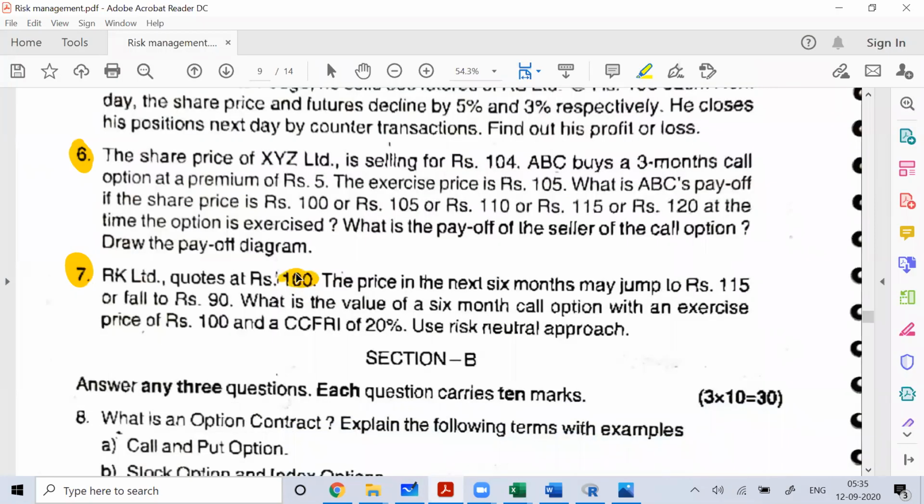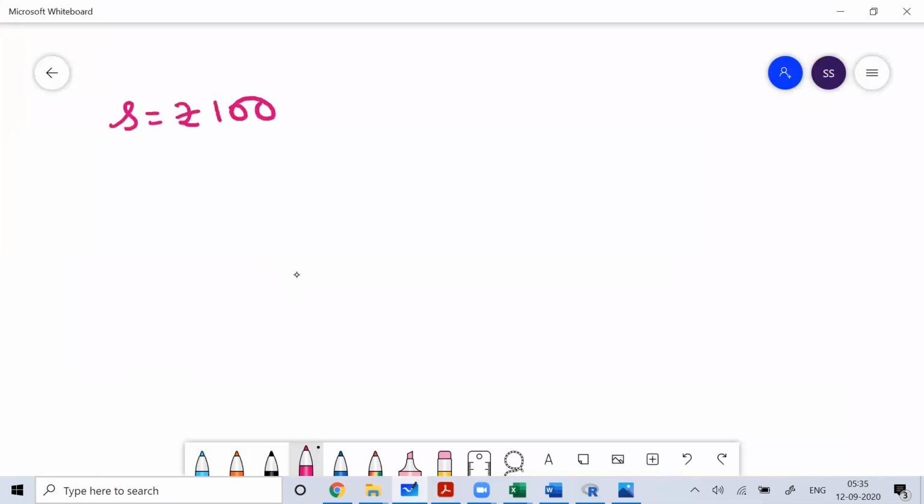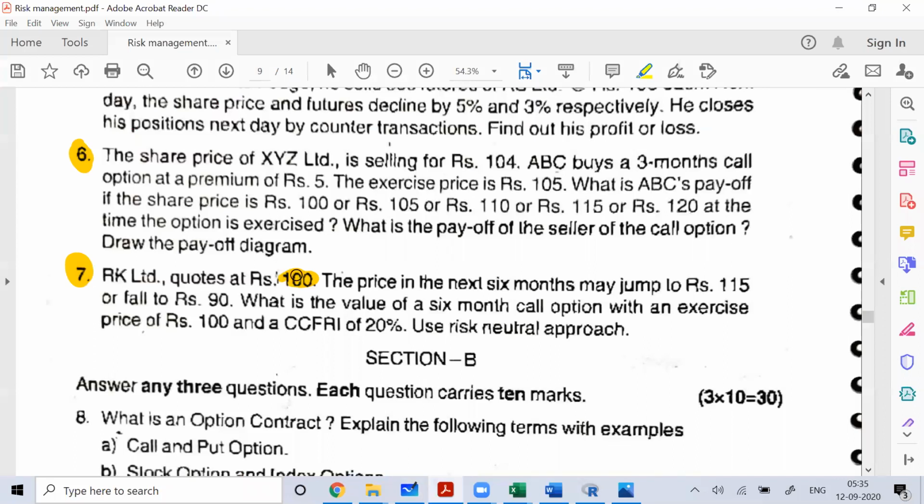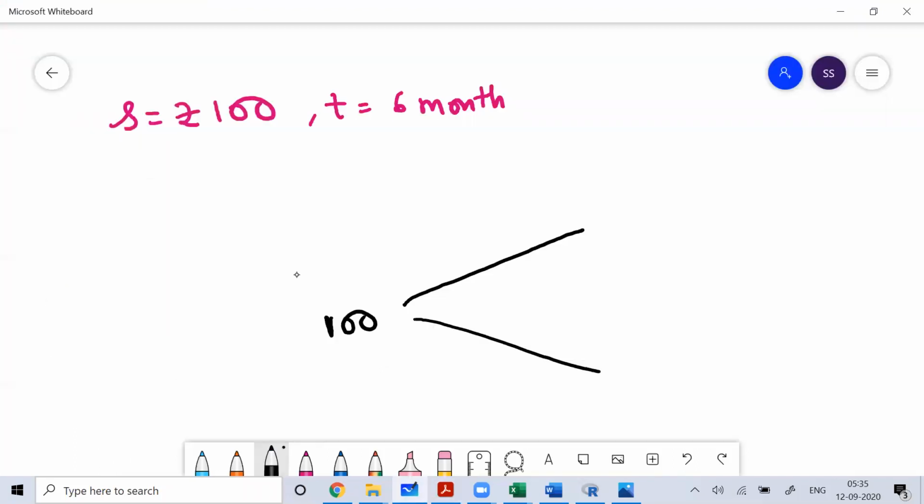Then the price in the next 6 months may jump to 115 or fall to 90. So time is 6 months. The important thing is that the time is 6 months. The price right now is 100, and in the next 6 months, since they ask only a one-stage model, it can become either 115 or 90.